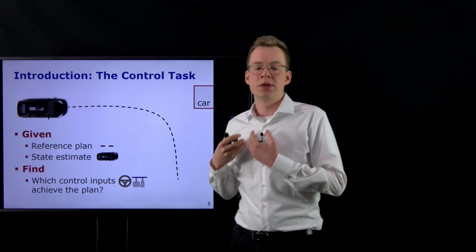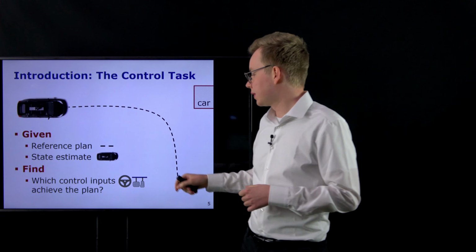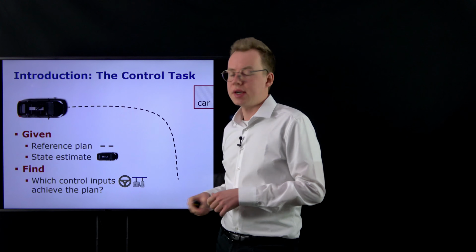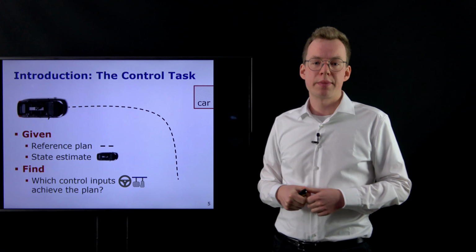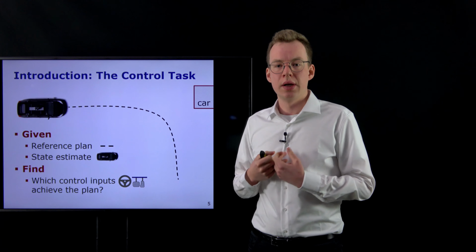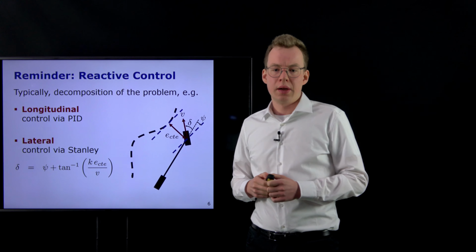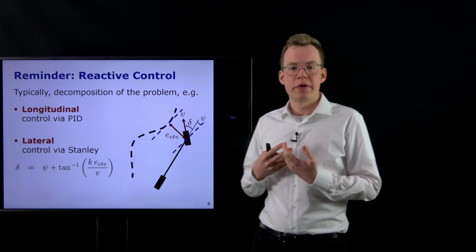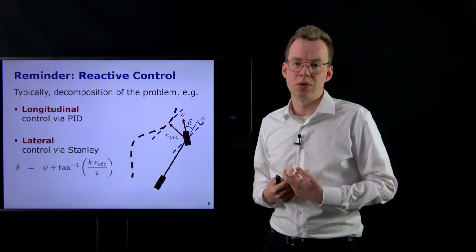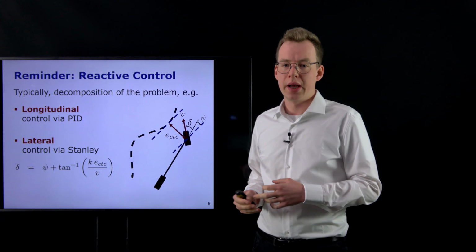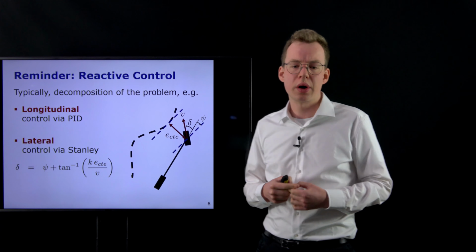And we are asking the question, how can we find control inputs? So in this example, the steering commands and the acceleration and brake pedal commands in order to achieve this plan. Now, in previous lectures on this channel, we've already discussed ideas for control, in particular reactive control. And so here's just a quick reminder of how that worked.